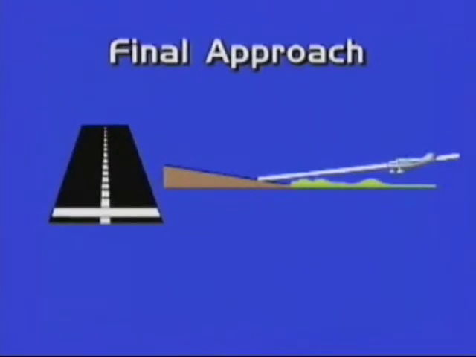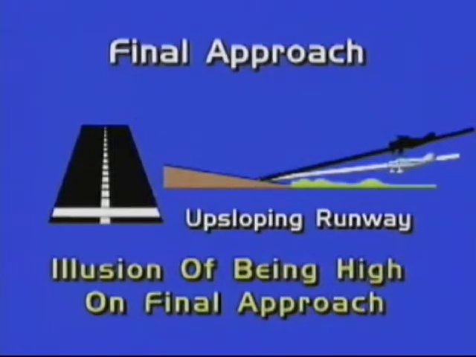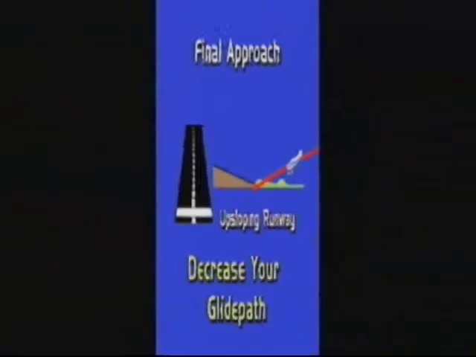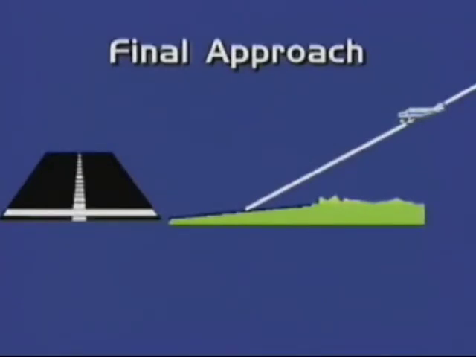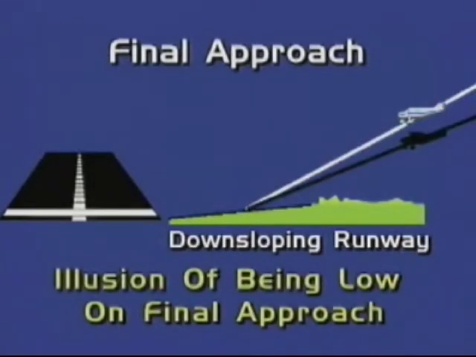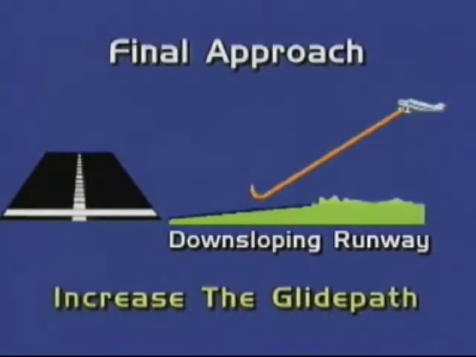A final approach over flat terrain with an upsloping runway may produce a visual illusion of being high on final approach. If you believe this illusion, you may respond by pitching the aircraft nose down to decrease your glide path, which, if performed too close to the ground, may result in an accident. A final approach over flat terrain with a downsloping runway may produce the visual illusion of being low on final approach. If you believe this illusion, you may respond by pulling the nose up to increase the glide path. This action may result in a low-altitude stall or missed approach.